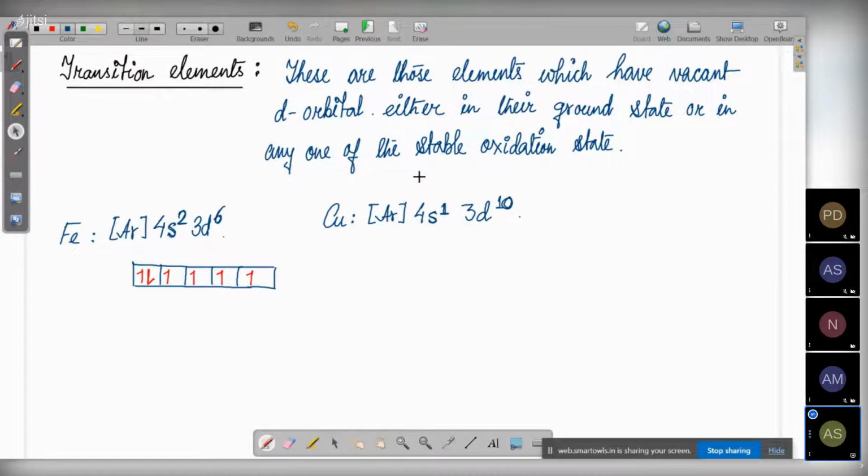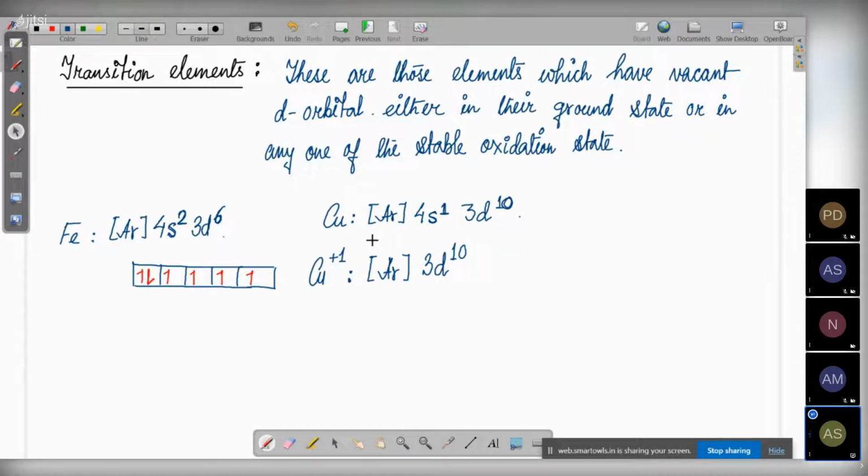Copper can have either +1 or +2. Copper +1, copper +2. These are the two valencies of copper. So let's see the configuration for copper +1. That will be argon 3d10, because the electron will be eliminated from the 4s orbital. So the configuration will be argon 3d10.